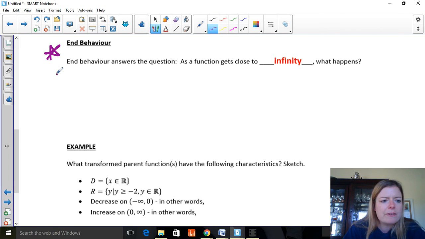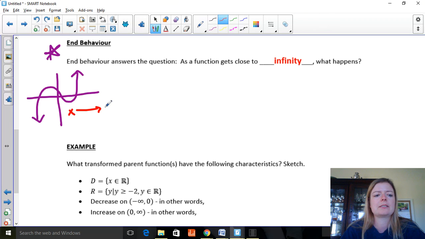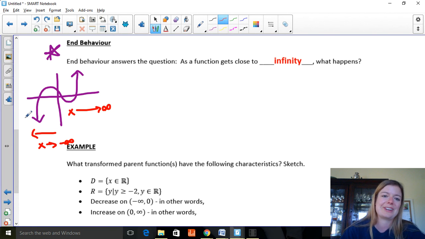So if you think about a function, let's say this is a cubic function, we're going to be getting into those next chapter. You would be looking at what the function is doing as x is approaching infinity, and what the function is doing as x is approaching negative infinity, okay? So remember that increase and decrease, you are always looking left to right. Well, end behavior, you're looking out to the right and then out to the left, so it's different.